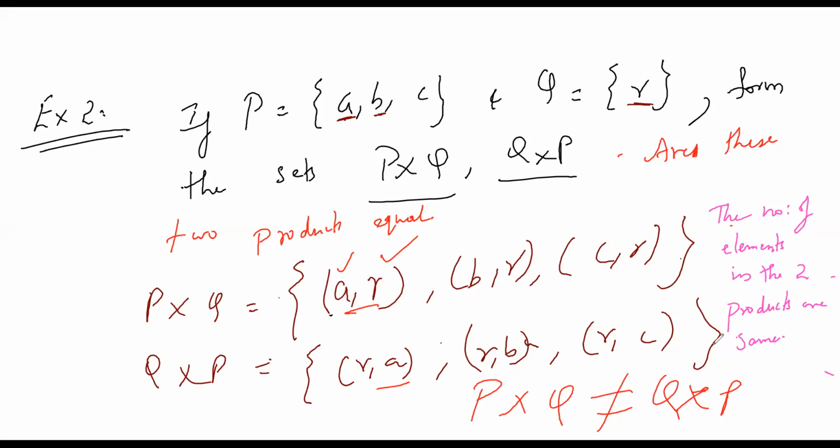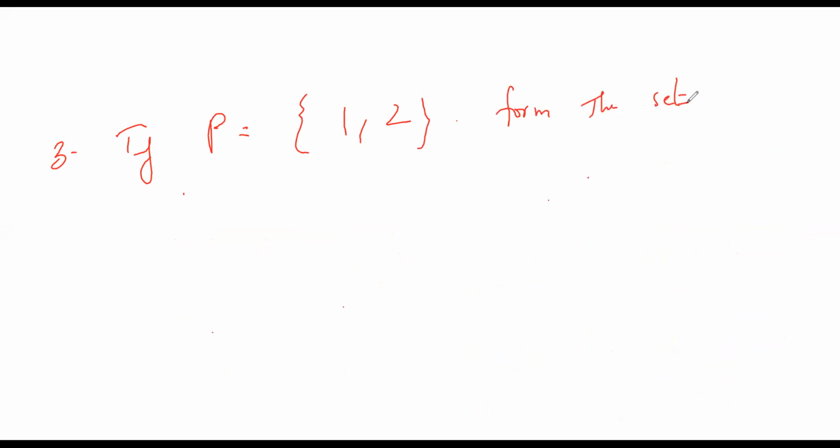The last example, I will do before going to the chapter itself. If P is equal to the set 1 comma 2, form the set P cross P. P cross P is nothing but, or else I'll put one more P here, P cross P cross P. So what do you do? One more P cross P in this.